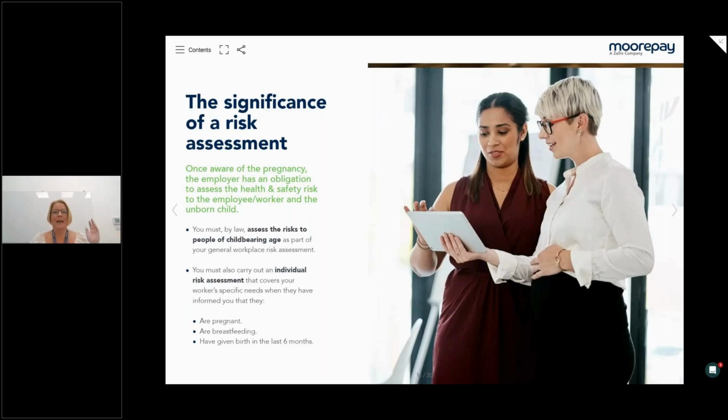It should be repeated at periodic times throughout the pregnancy, and it should carry on after the return to work, especially if they have given birth in the last 6 months and/or are breastfeeding. So yes, you do have a legal obligation under health and safety legislation to complete this periodically through the entire period. Like I say, if you need more information on it, reach out to your health and safety advisors.